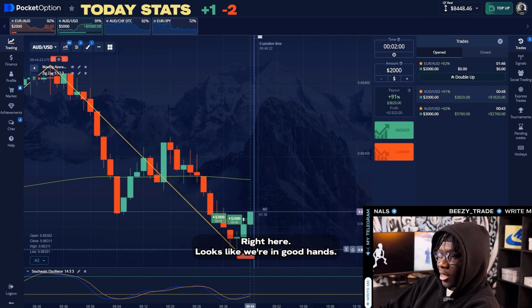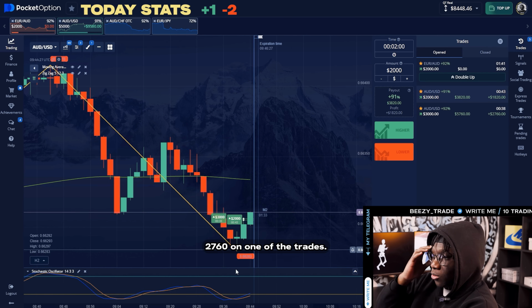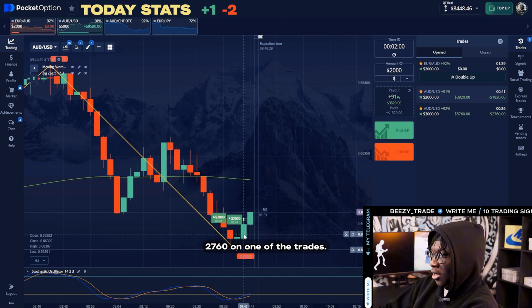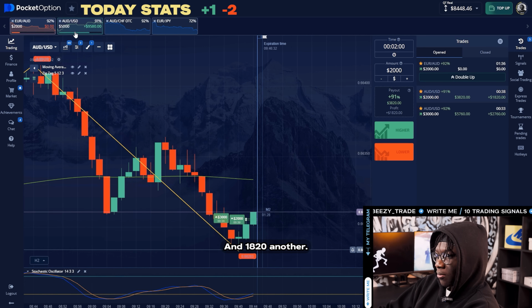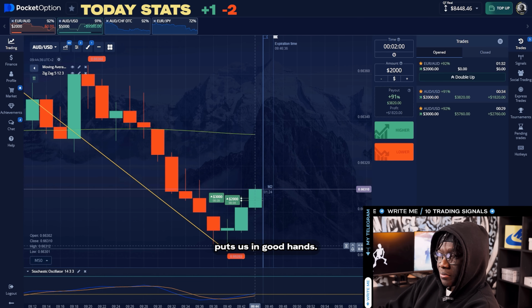Right here, looks like we're in good hands. We're seeing the market pull up. 2760 on one of the trades and 1820 on another. I think that this definitely puts us in good hands.